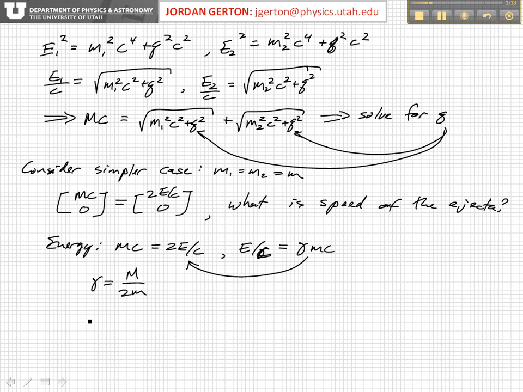Okay, so now once you have gamma, we know that gamma squared is equal to 1 over 1 minus beta squared, and so eventually you get that beta squared is equal to 1 minus 1 over gamma squared, which is equal to 1 minus 4 little m squared over big M squared. This, of course, gives us the velocities of the ejecta, and so for this simple case where the two masses are the same, you can get to that pretty quickly and pretty easily.